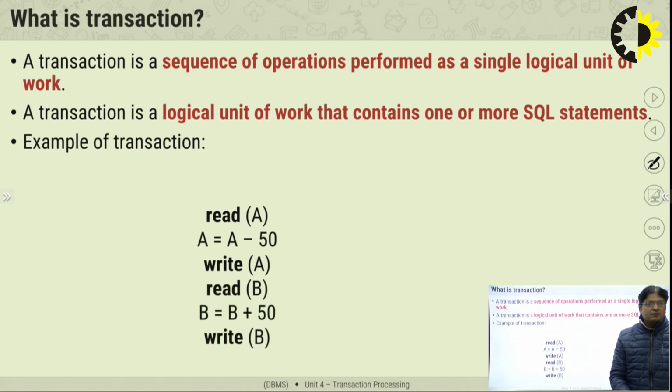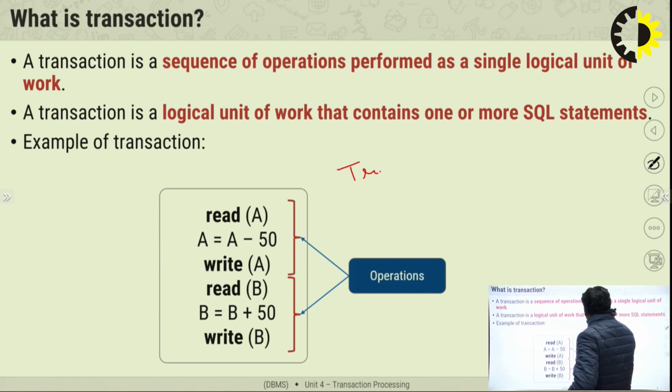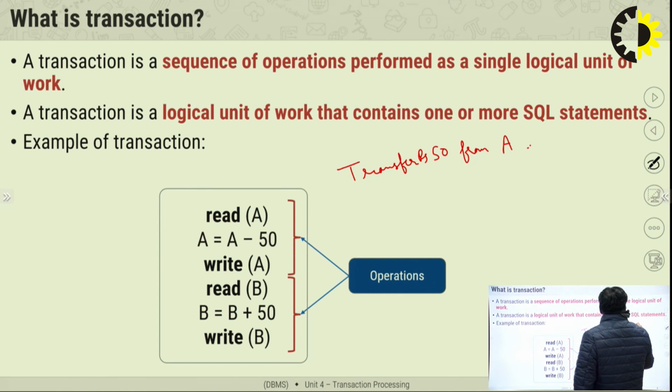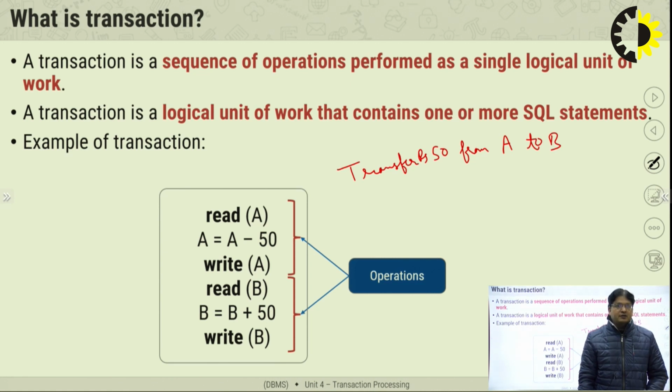This is how we are going to write the transaction. See, this is a transaction where we are transferring Rs 50 from A to B. In order to transfer Rs 50 from account A to account B, we need two operations. One is the read operation, another is the write operation.